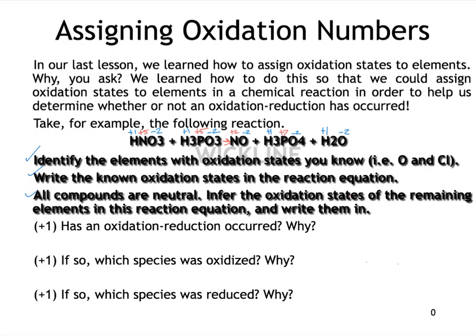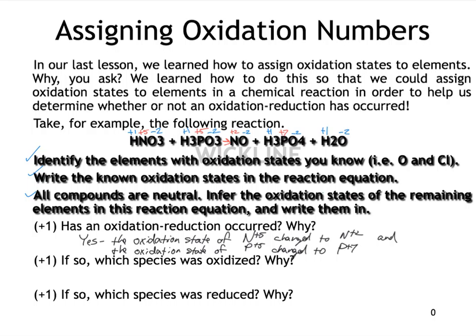And then I have to wonder, has an oxidation reaction occurred? So one of the things I would like to focus on is that nitrogen started out as positive 5 and ended as positive 2. Furthermore, phosphorus started as positive 5, but ended as positive 7. So in both of those cases, the oxidation state of the element changed, and therefore I can show that this is a redox reaction.